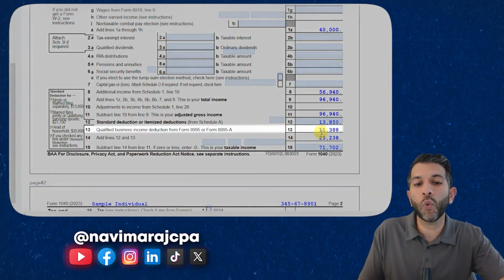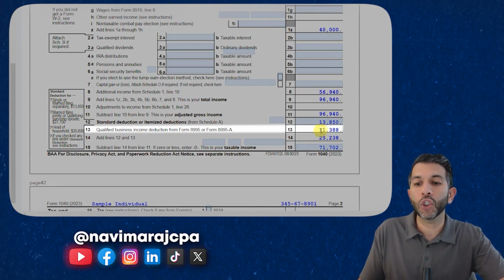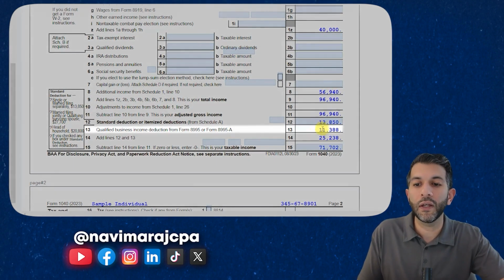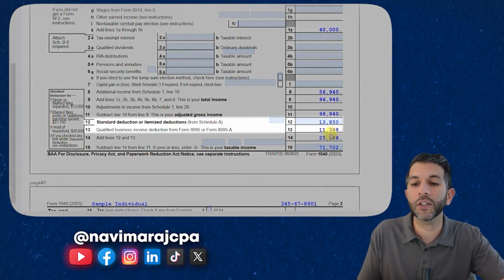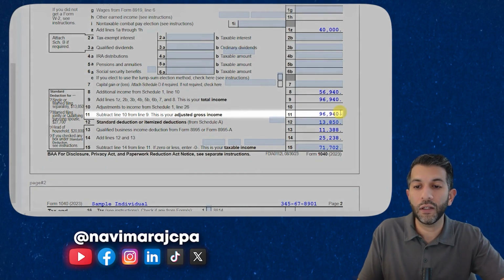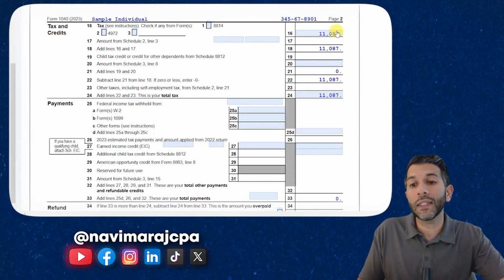You also receive the qualified business income deduction. The math on this can be tricky. In this example, it's not that tricky, but it can be 20% of the profit in your business. So 56,940 times 20% is, I believe, $11,388. The total of these two deductions, the standard deduction and your qualified business income deduction, was $25,238. So you take the $96,940, we subtract this, and we get $71,702 of taxable income.